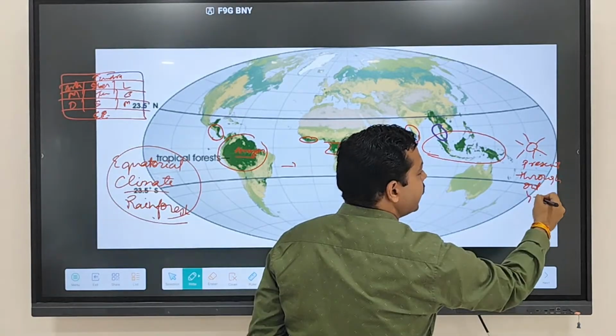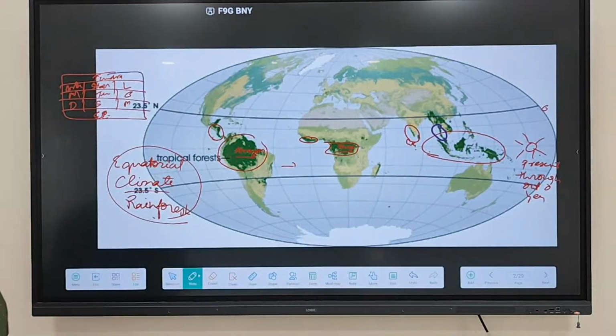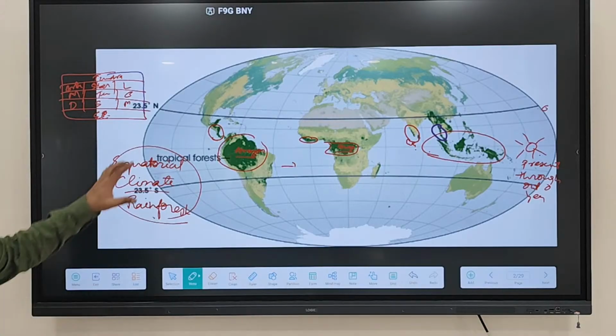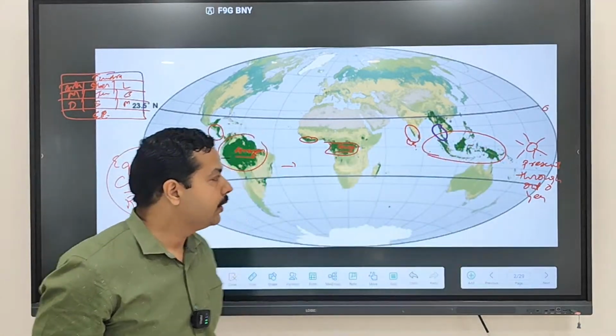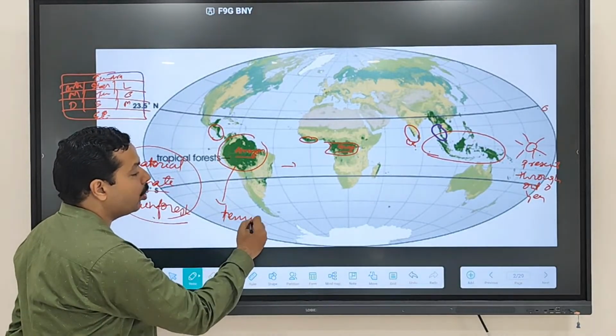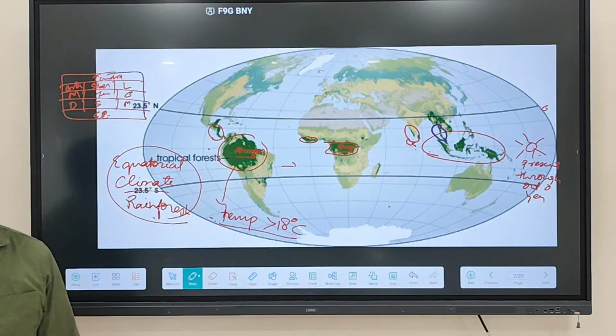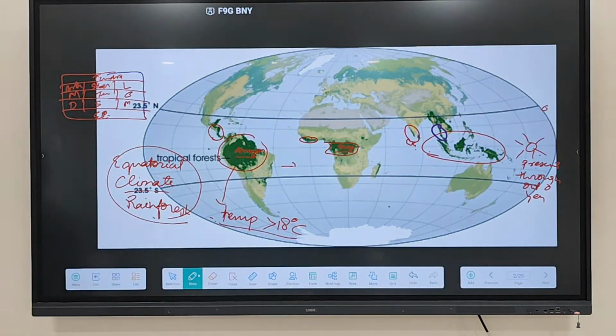Throughout the year the sun's rays are present. Even if the sun is shifting to the Tropic of Cancer or the Tropic of Capricorn, you will see the sun is always giving sunlight to this particular region. So that's why the temperature here in all months is greater than 18 degrees Celsius. The mean monthly temperature is greater than 18 degrees Celsius in this particular region.